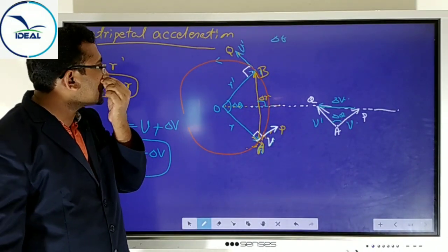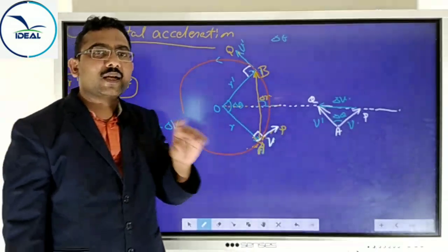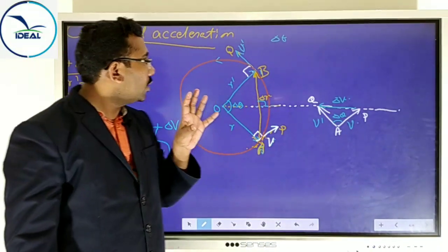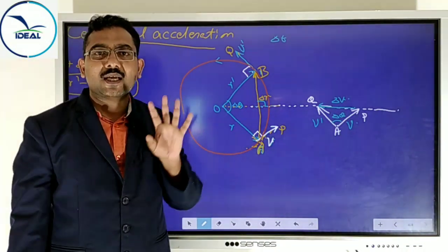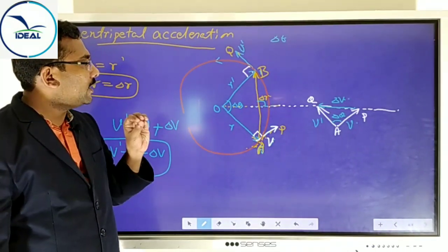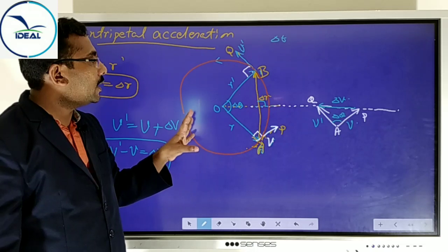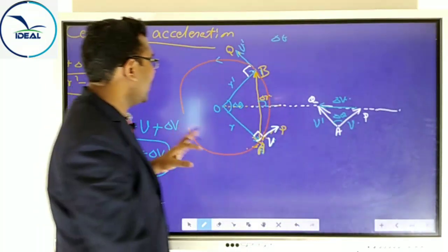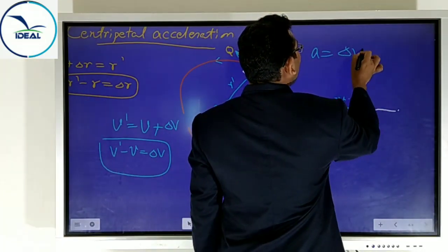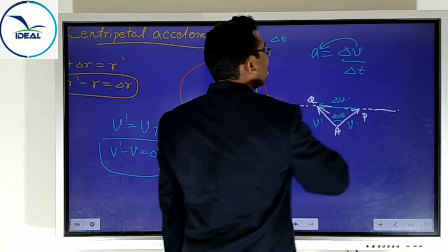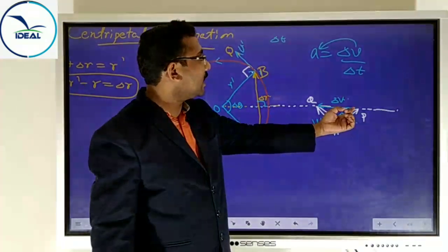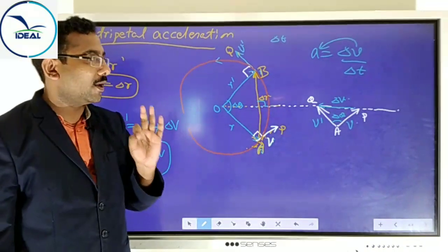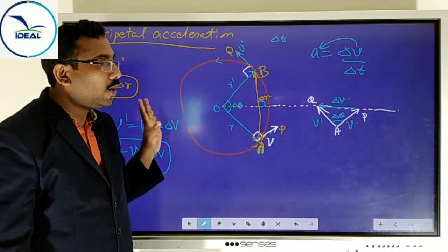Why? The direction of acceleration is determined by the change in velocity. You already studied this in straight line motion, the second chapter. The direction of acceleration depends not on velocity but on the change in velocity, because acceleration is change in velocity by time. The change in velocity delta V is towards the center, therefore centripetal acceleration is also towards the center. We prove it.